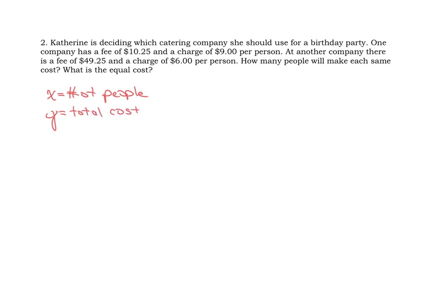So my two equations are going to be each company separately. So one company's total cost is equal to the $10.25 flat fee plus $9 per person, and people are X. And the next company's total cost is $49.25 plus $6 per person. Now, when we solve this, we'll find out when these two companies are the same, and then you would determine which company you would go with by which direction that cross is going.